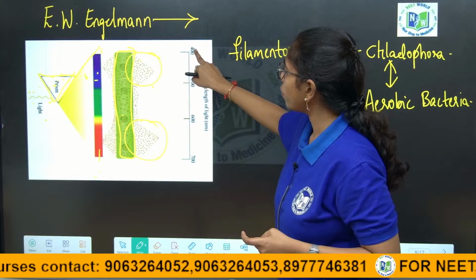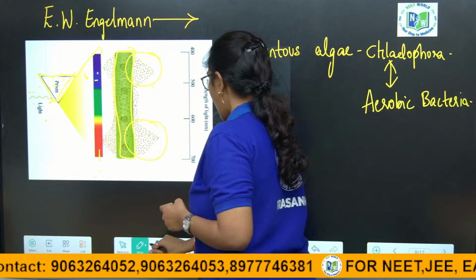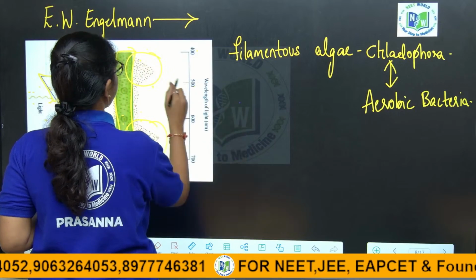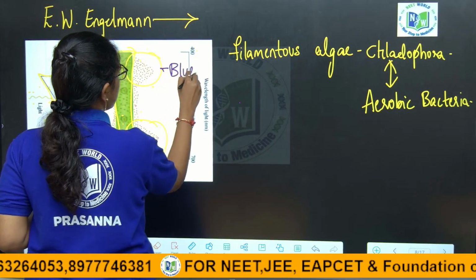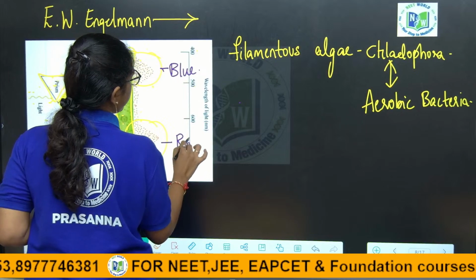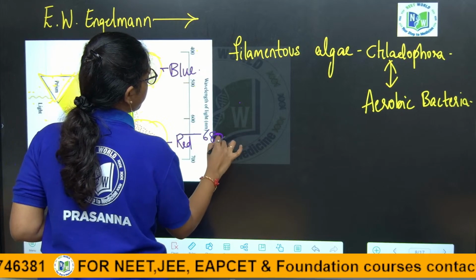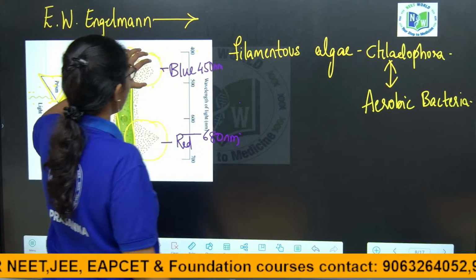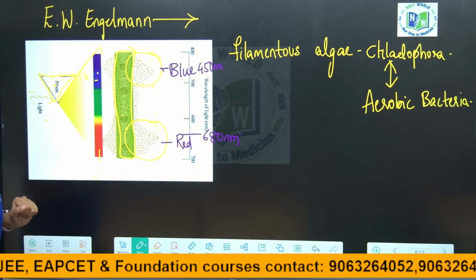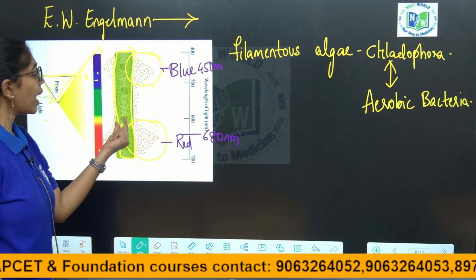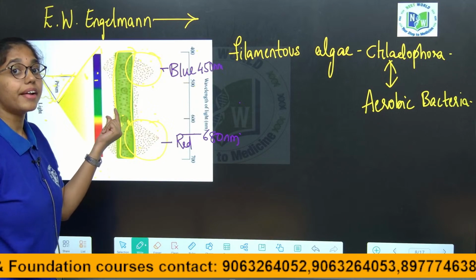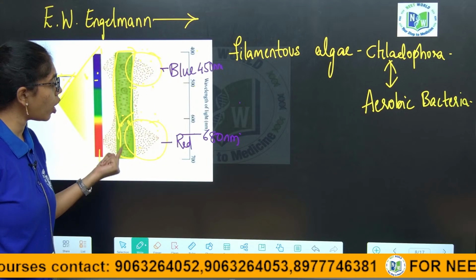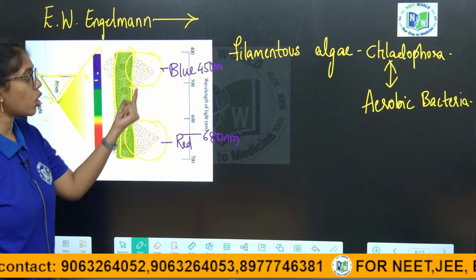Aerobic bacteria were observed at two places. One is between 400 to 500 nanometers at blue light, and the other is at red light at 680 nanometers. One is at 450 nanometers. He observed so many aerobic bacteria. Cladophora, conducting photosynthesis, released oxygen. So, the most oxygen is formed at this wavelength of light.